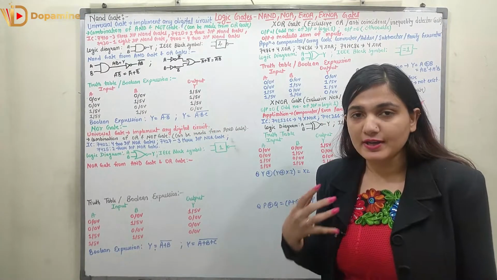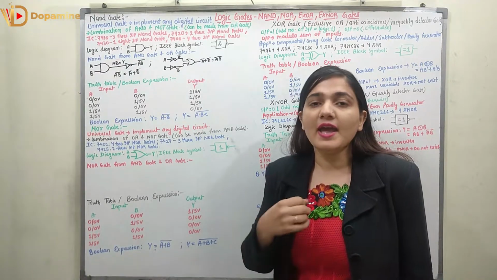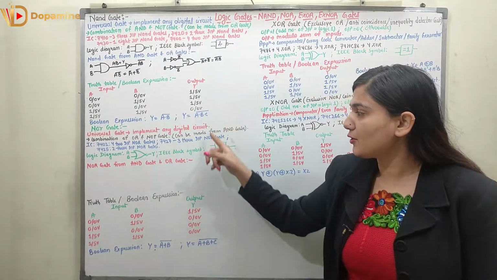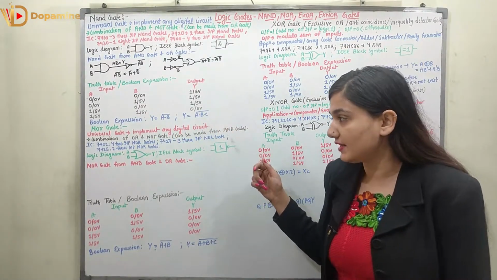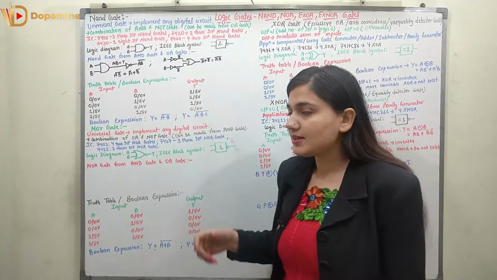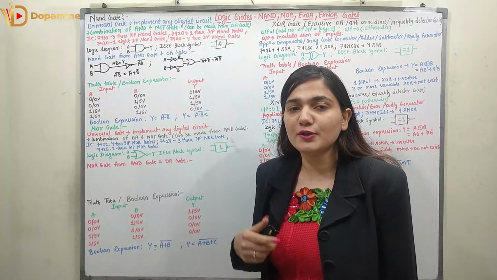Coming to the NOR gate. NOR gate, as the name suggests, is a combination of OR gate and NOT gate, right? But it cannot also be made with the help of AND gate. It is again a universal gate and it can be used to implement any digital circuit. In the next video, we are going to see how we can use the NAND and NOR gate to implement any digital circuit.